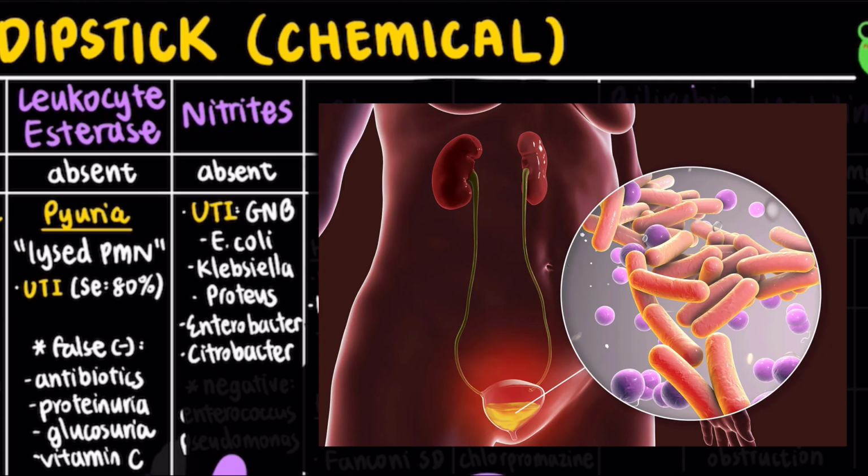But it's important to remember that not all bacteria produce nitrites. Enterococcus and Pseudomonas, for example, are common UTI pathogens but won't give a positive nitrite result. So a negative nitrite doesn't rule out infection, especially in hospitalized or catheterized patients.